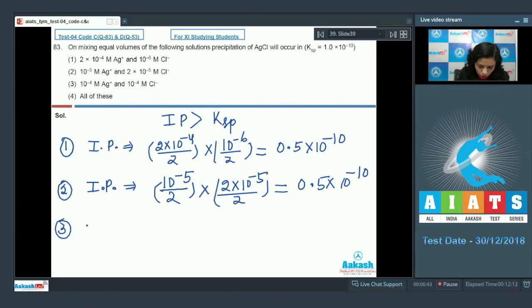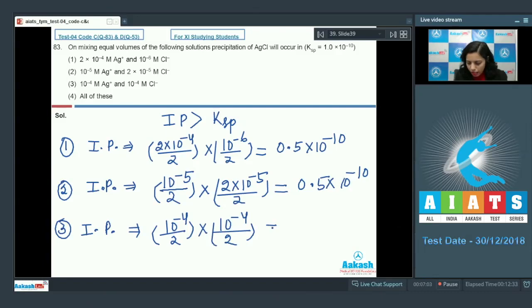In the third option, the third case is given, where 10 to the power minus 4 molar Ag positive ion and 10 to the power minus 4 molar Cl negative ion, meaning equal molar concentrations of these two ions are taken. So 10 to the power minus 4 divided by 2 into 10 raised to the power minus 4 for the Cl negative ion. And the ionic product, if you solve this, you will find is 1 by 4 into 10 to the power minus 8, or simply you can say 25 into 10 raised to the power minus 10. This would be the value.